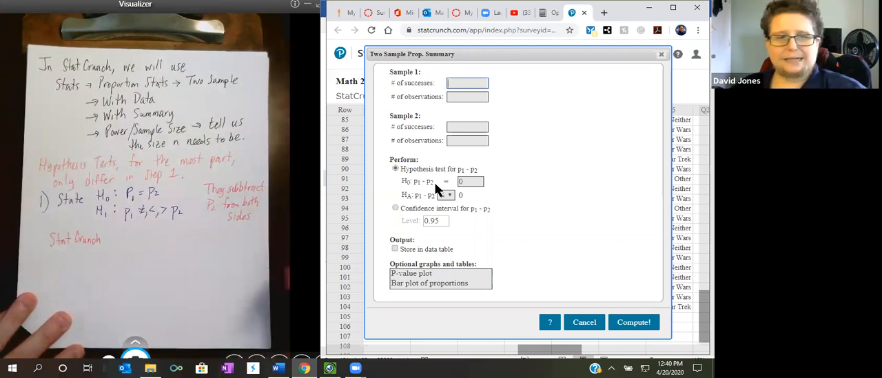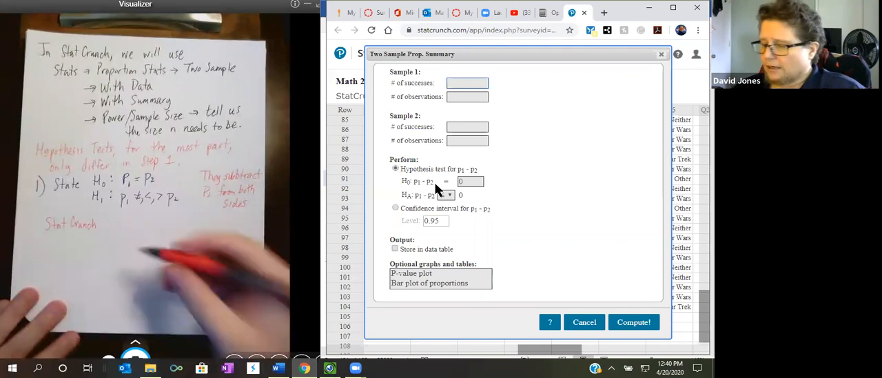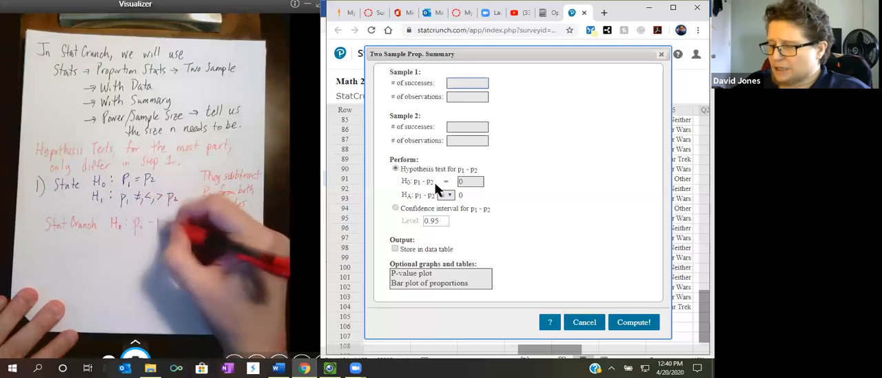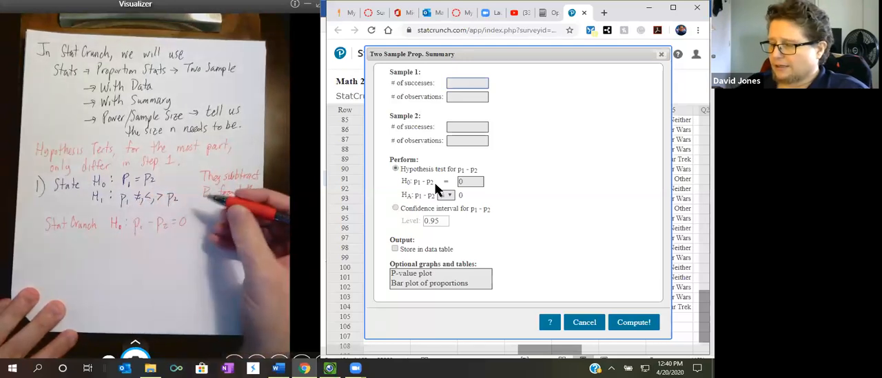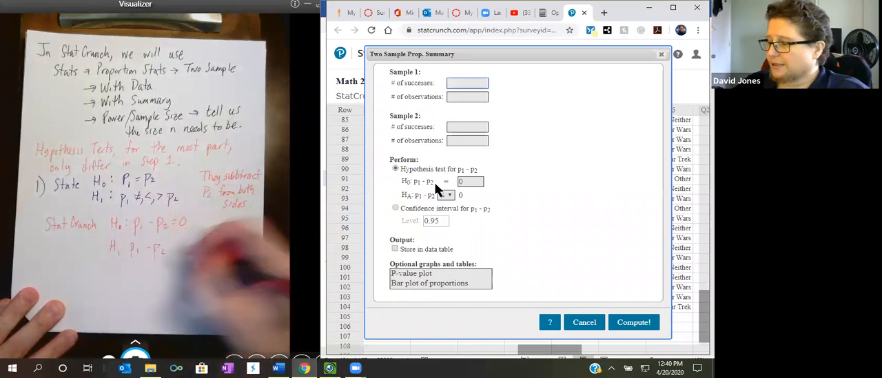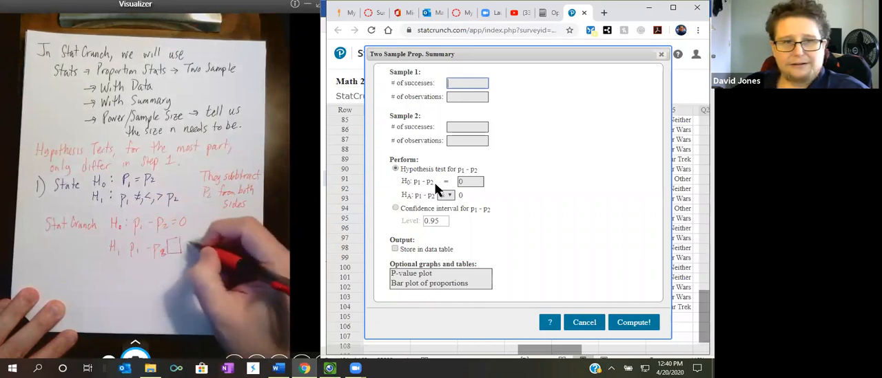In fact, it's a good way to set it up. Write it as P1 equals P2 and go from there. So H0 is P1 minus P2 equals 0, and H1 is P1 minus P2, and then insert your symbol here, 0.